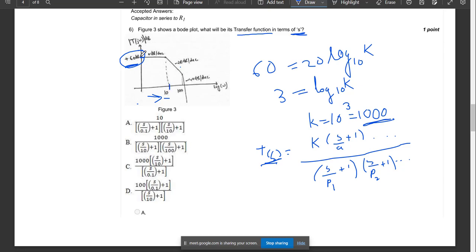First, K we saw was 1000. From here 60 equals 20 log base 10 K, so K equals 1000. Then a pole happened since the slope is decreasing, so S by 10 plus 1. Again at 100 the slope decreased, from -20 to -40. So we will have another pole, S by 100 plus 1. So option B is the correct option. Any doubt?